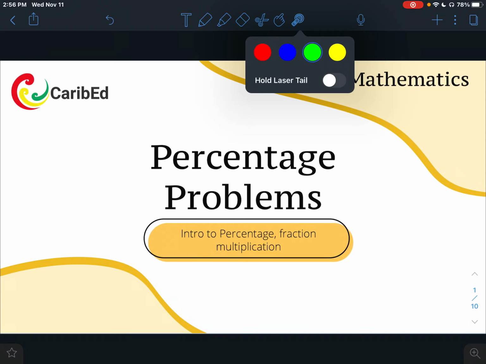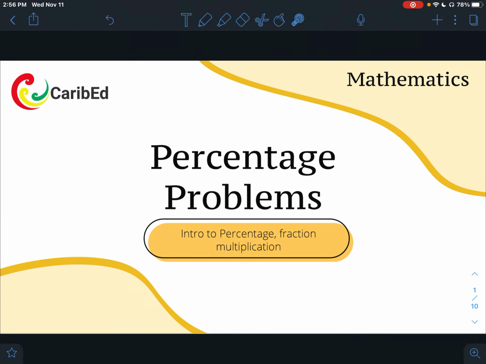Hello everyone. Today we'll be talking about percentage problems. Before we start, you'll want to have reviewed the slides Intro to Percentage and Fraction Multiplication.